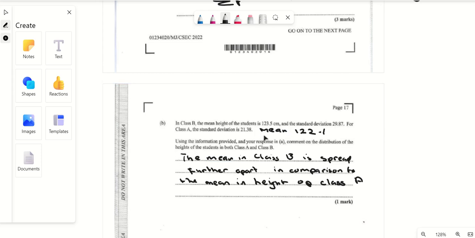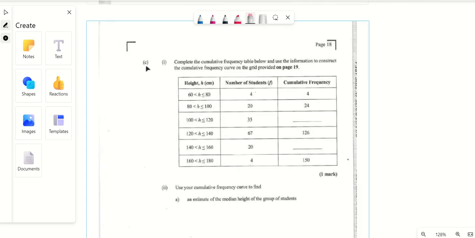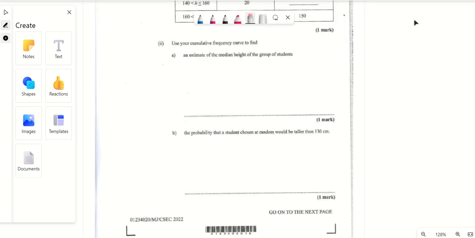So it just says that the difference between the mean and the standard deviation for class A and class B is spread further apart in class B in comparison to class A. And that is your answer. This is part C. Complete the cumulative frequency table below using the information to construct the cumulative frequency curve on the page provided. That is this last page here, right?